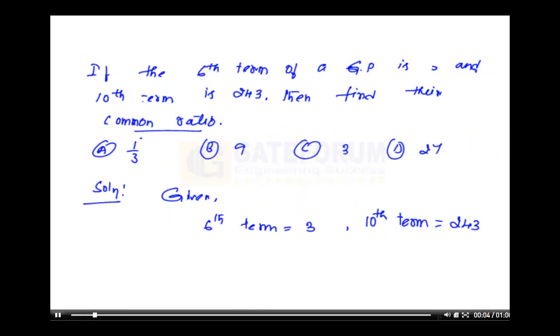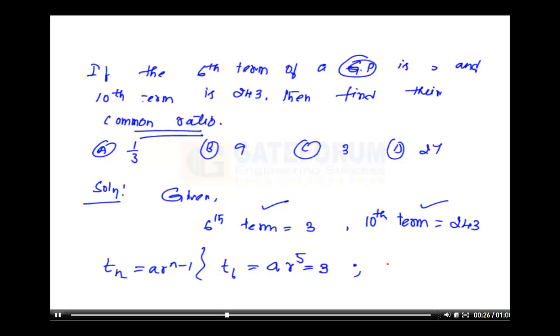We have to find the common ratio of a geometric progression whose 6th term is 3 and 10th term is 243. Now, we know that in a geometric progression, nth term is given by a into r power n minus 1. So, the 6th term T6 will be nothing but a into r to the power of 6 minus 1, that is 5, which is given as 3. Similarly, the 10th term, that is T10, is given as a into r power 9, which is equals to 243.